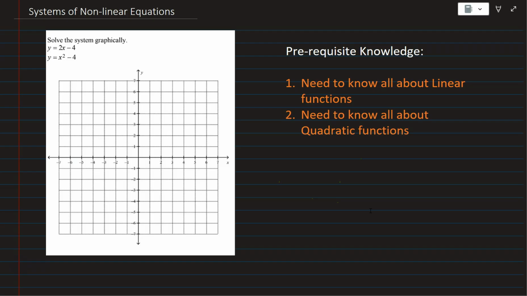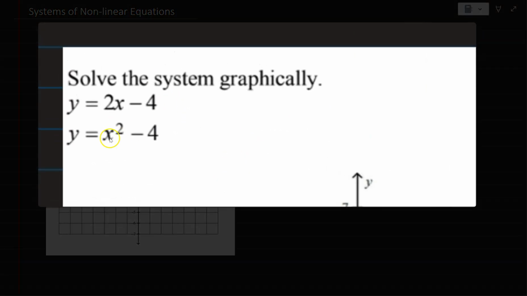So in this lesson, we're going to walk through solving systems of nonlinear equations and how we can solve them. And there are different types. Anytime that you have a system where at least one of the equations or functions or relations is not linear, we call it a nonlinear system. In this case, I have an example up here.